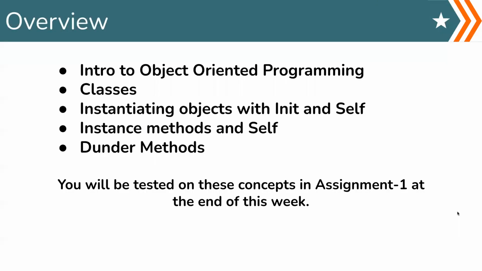So let's go ahead and get an overview of what we're going to be going over today. Today we're going to be going over object-oriented programming, which stands for OOP. We're going to be going over classes in Python, how to build a class, instantiating objects with init and self. Don't worry about what init and self necessarily mean right now. I'll go over it once we're actually building code. And then we have our instance methods, self, and Dunder methods. And again, these last three points will make more sense once we're actually seeing some code.